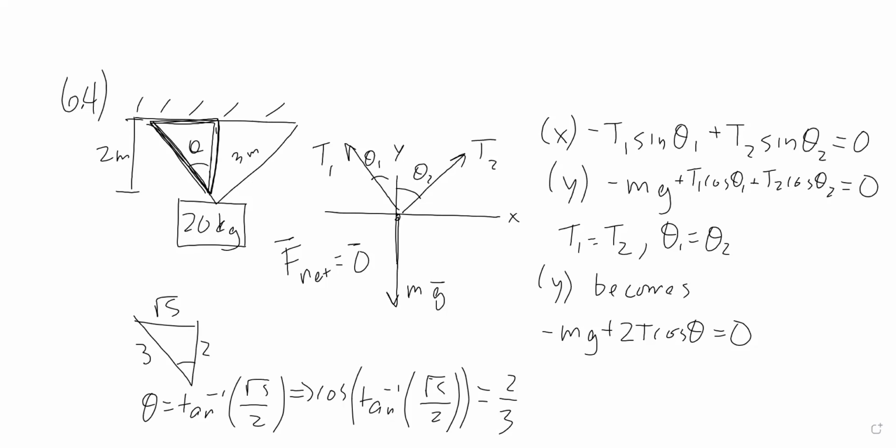So let's go ahead and plug in all the numbers here. We've got minus 20 kilograms times 9.8 meters per second squared.